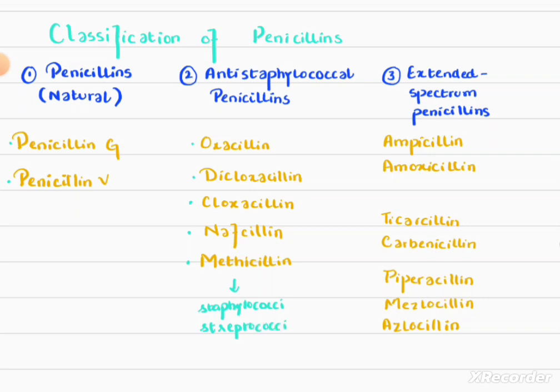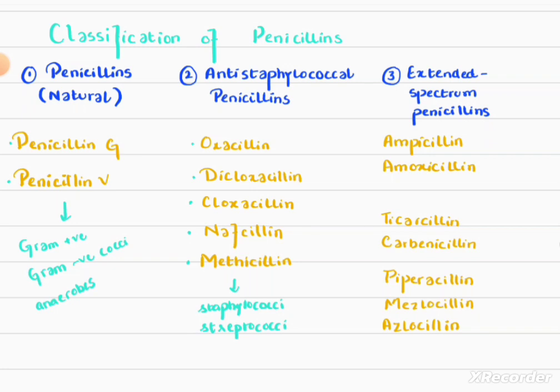Penicillin G and penicillin V, the first class, have activity against gram-positive bacteria. They have activity against gram-negative cocci. And they have activity against anaerobes, which do not produce a beta-lactamase. So this is the spectrum of penicillin G and penicillin V.